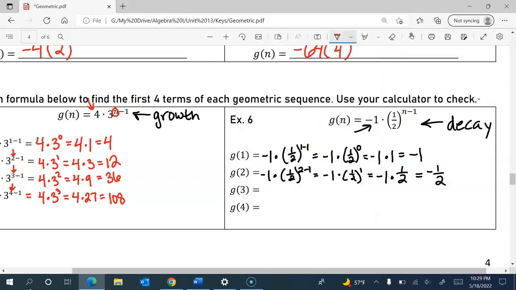I'm going to switch colors here. I want to find my third term. -1 times 1/2 to the 3 minus 1 equals... I'm going to have you finish out example 6. You double check, you should be cutting it in half every time, but I want you to practice using the explicit formula. So maybe a minute or two, and we'll come back and check our answers here.